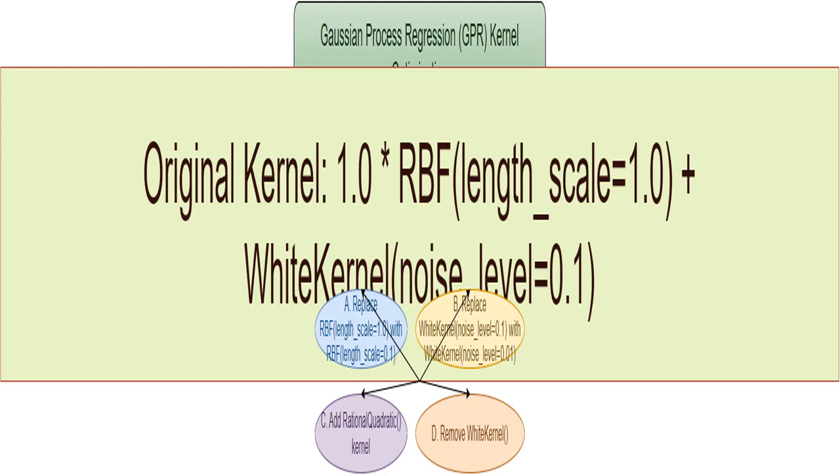The original model uses a combination of kernels, RBF, radial basis function, which models smooth patterns in data, and white kernel, which accounts for random noise. The 1.0 scales the RBF kernel's influence. Length_scale equals 1.0 controls the smoothness of the RBF. A smaller value makes it less smooth, and noise_level equals 0.1 sets the magnitude of the noise. I'm looking at improving this combination to better capture both smooth trends and noise.